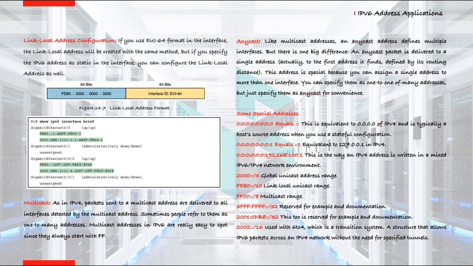3FFF::/20 is also a reserved address range for examples and documentation. 2001:db8::/32 is also reserved for illustration and documentation. 2002::/16 is an address range used for IPv6 to IPv4 migrations.